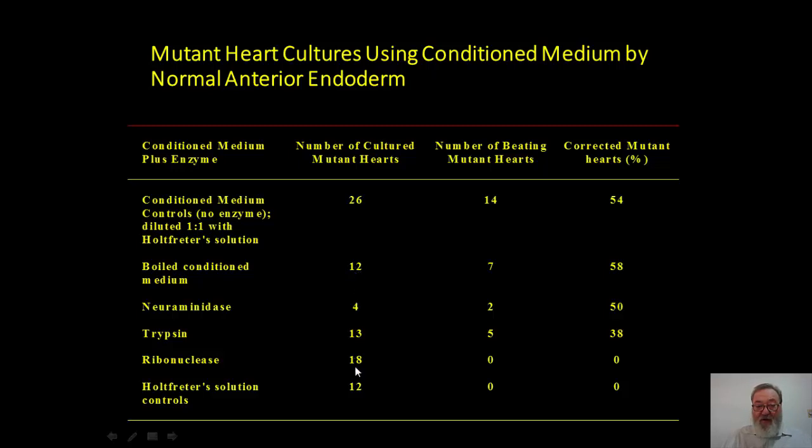We did some various enzyme experiments. We found also, in this case, neuraminidase didn't have any effect. Trypsin, kind of confirming the boiling studies. This breaks down proteins, and again, there was a little bit of a reduction, but clearly there was still a rescue of many of the mutant hearts. The RNase, however, ribonuclease that breaks down RNA, totally eliminated the activity, totally eliminated the rescue activity from that conditioned medium. Holtfreiter solution controls, this was simply the saline solution with nothing added, of course, did not show any rescue.